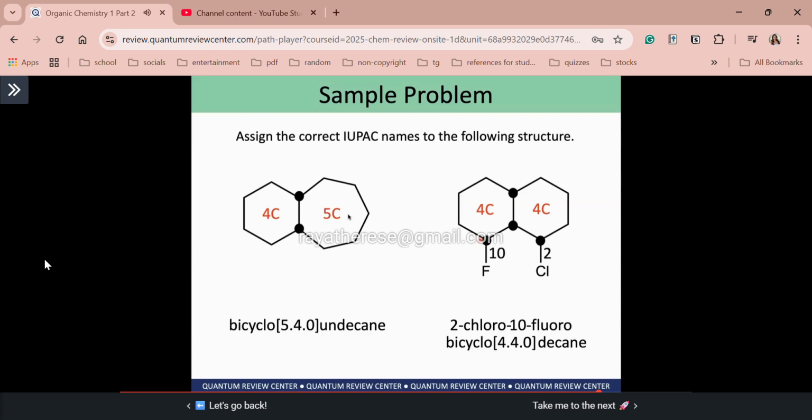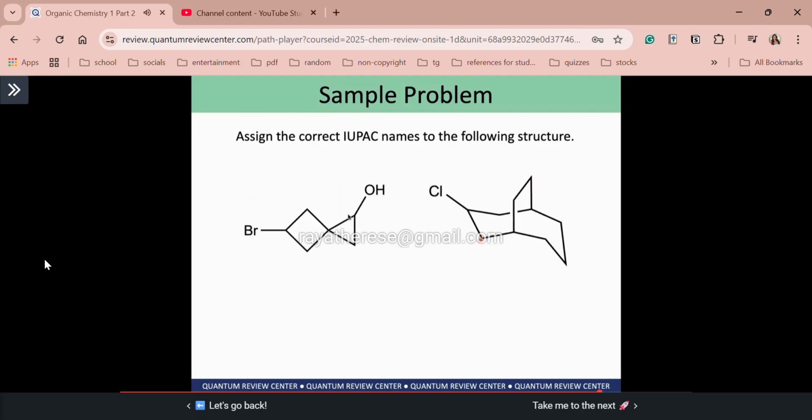Clear, class? Now, the last two sample problems. This one, what type of polycyclic? This is your spirocyclic compound. Sir, how will the nomenclature be applied here? Class, of course, we still have a prioritization of the functional group, so the IUPAC nomenclature will still be used here. So sir, meaning we will prioritize the hydroxyl group.